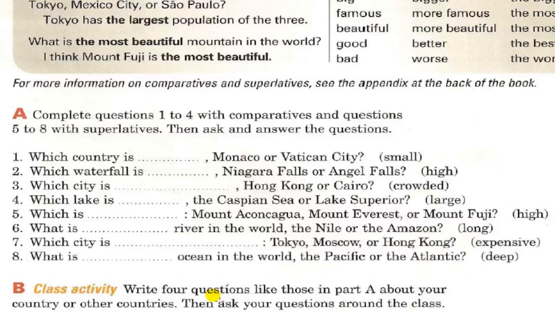Which country is larger, Egypt or Saudi Arabia? Saudi Arabia is larger than Egypt. Saudi Arabia, more than 2 million kilometers. Egypt, 1 million kilometers. The surface of Egypt is 1 million kilometers.